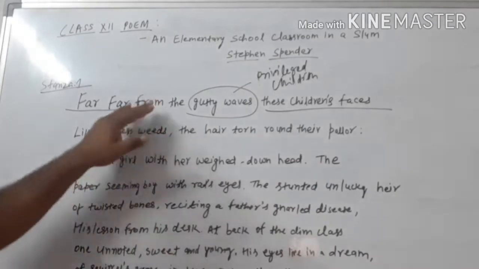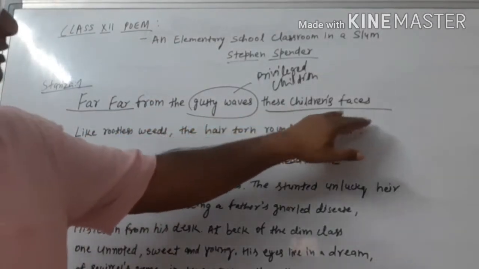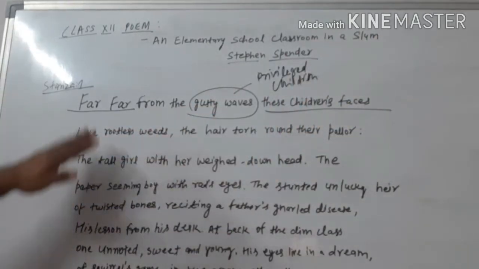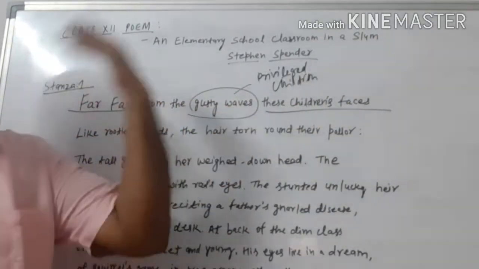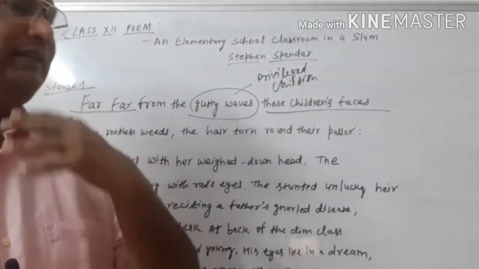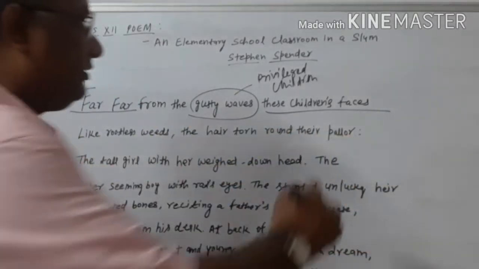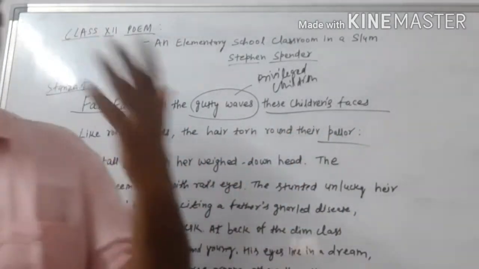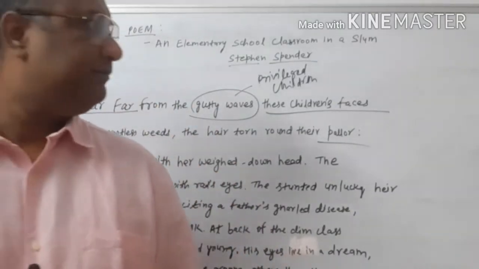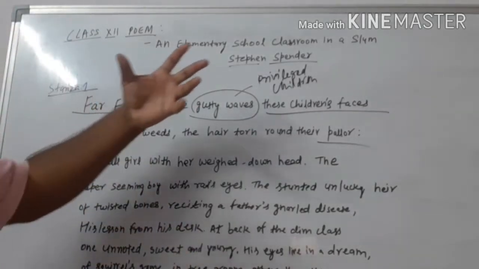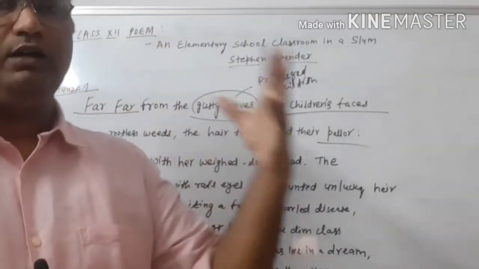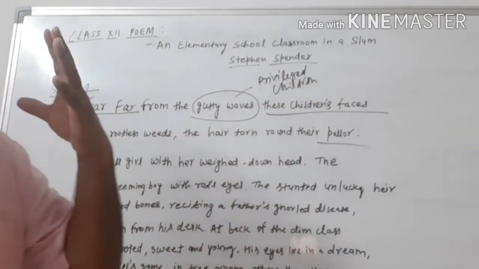So there is a comparison. Far, far from the gusty waves, these children's faces are very far from gusty waves. Because they are dull, they are paler. So the word pallor is used here. They have pale faces, dull faces, malnourished faces that lack energy. So these children's faces are far from those children who are privileged and exuberant.